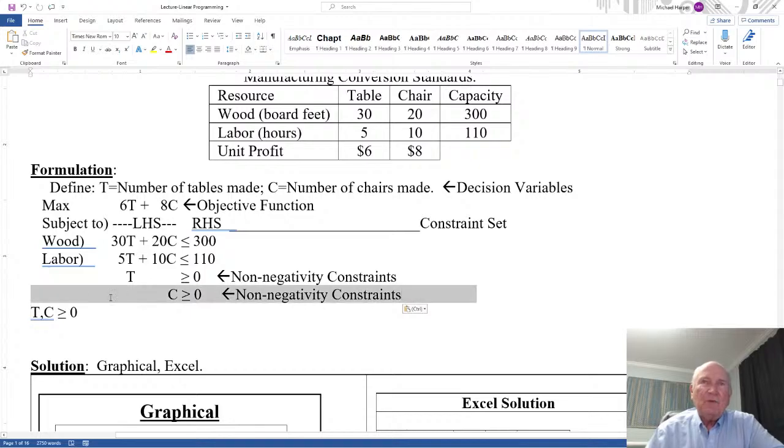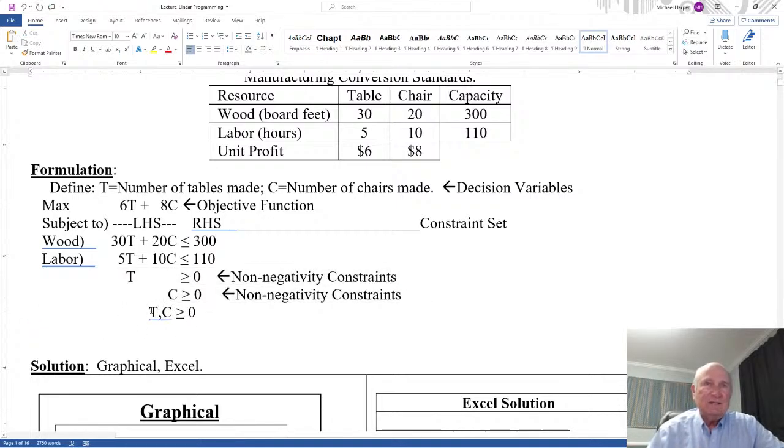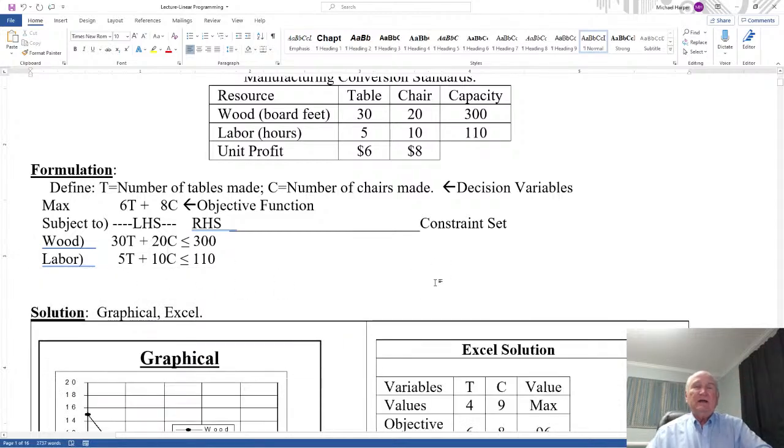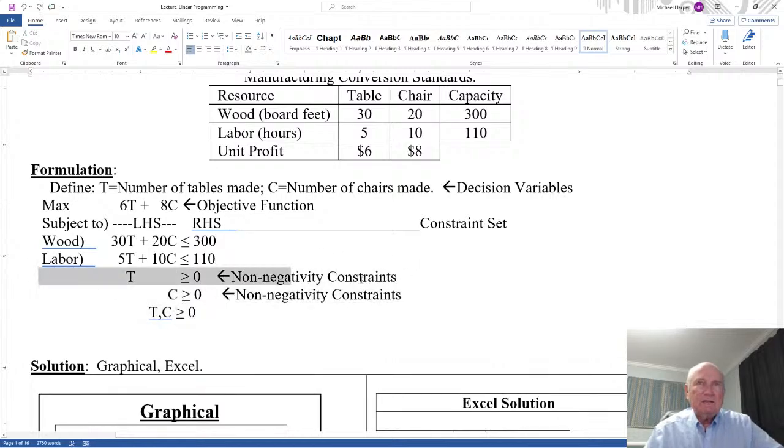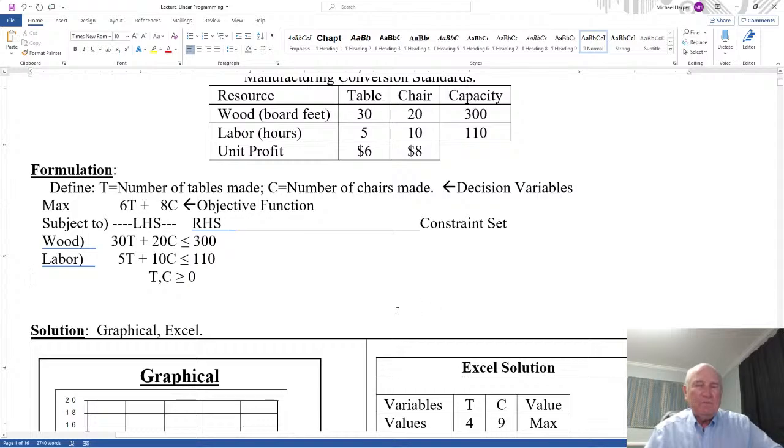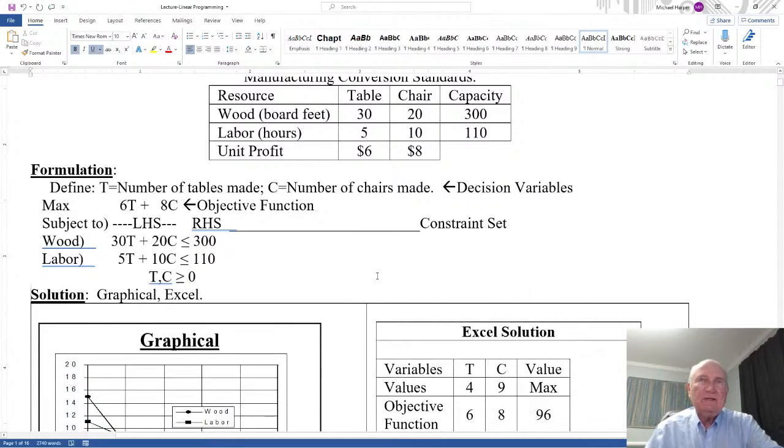Now, since we always have the non-negativity constraints, sometimes I write it in shorthand. And that's exactly what this is. The T and the C, both of those are non-negative, or greater than or equal to 0. And sometimes I don't even put them in at all. Sometimes they're not even there. I don't write them down, but they're always there. So let's bring this back to where it was before, so we can continue on.